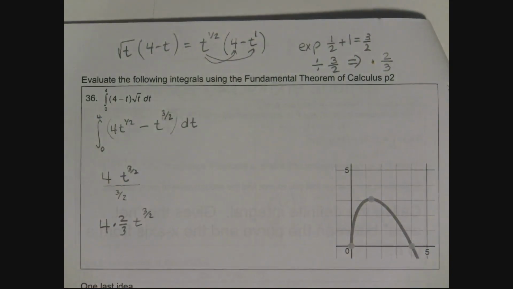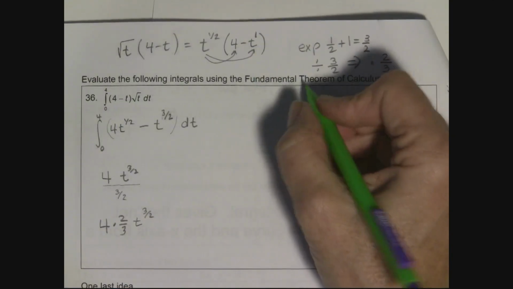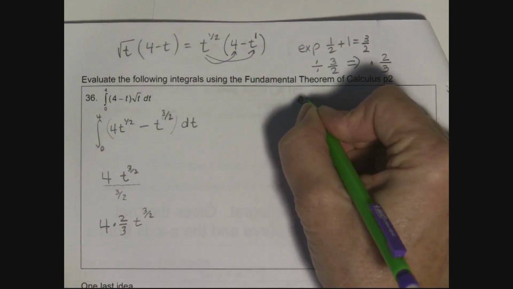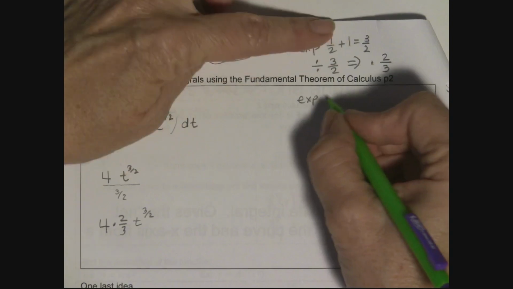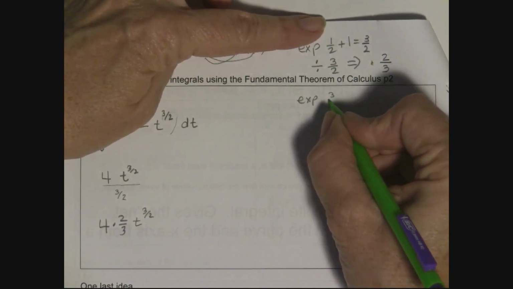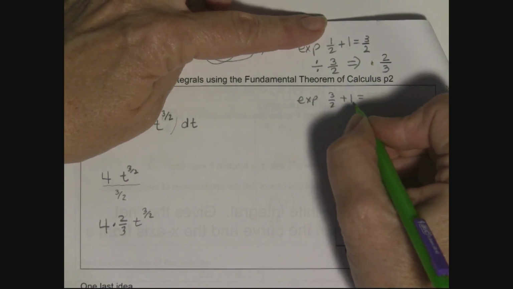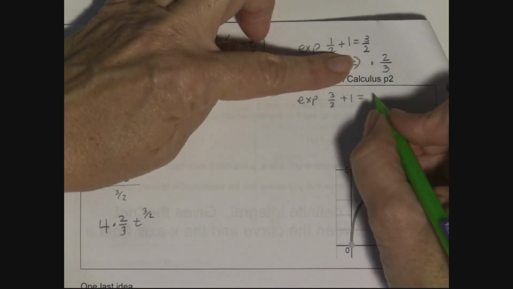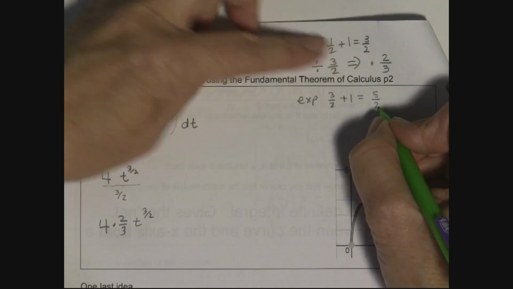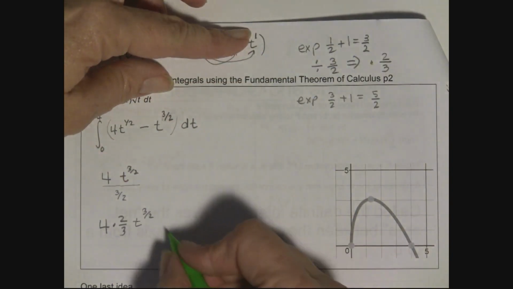And so now I'm going to do that next exponent. And when I do that next exponent, it's going to look like 3/2 plus 1. And I'm going to do that on my calculator. And when I do that on my calculator, I get 5/2. And so this is going to become, I'm going to write it down here.